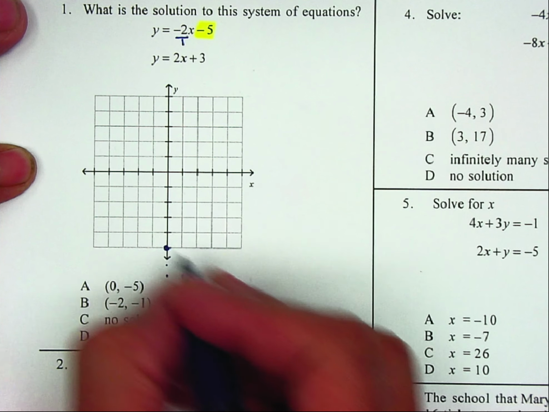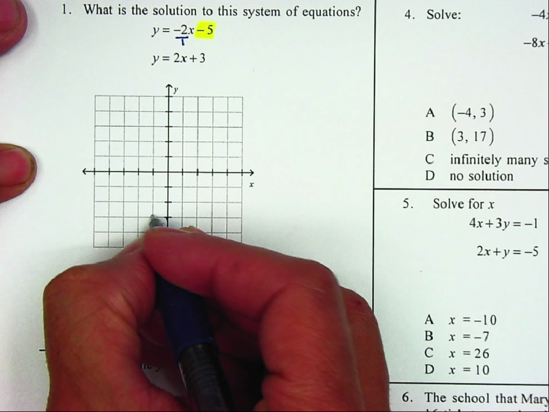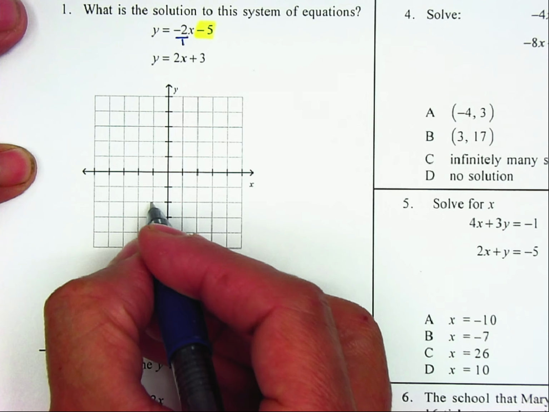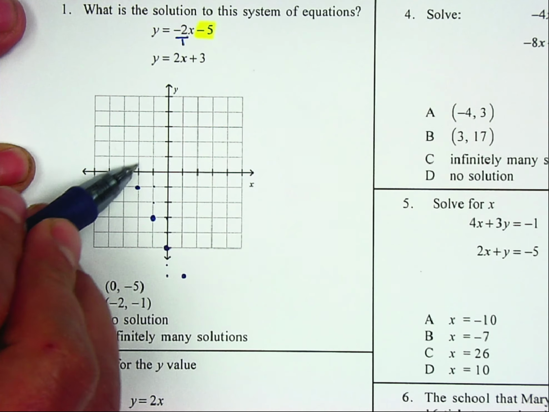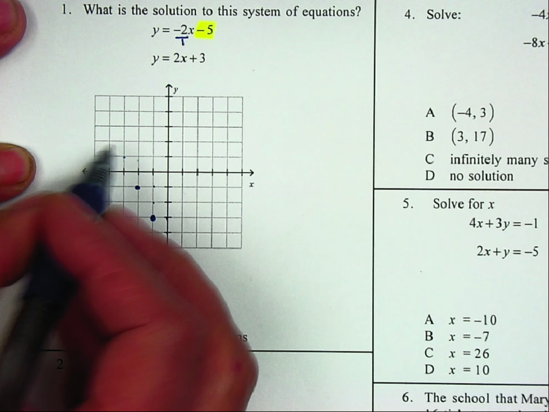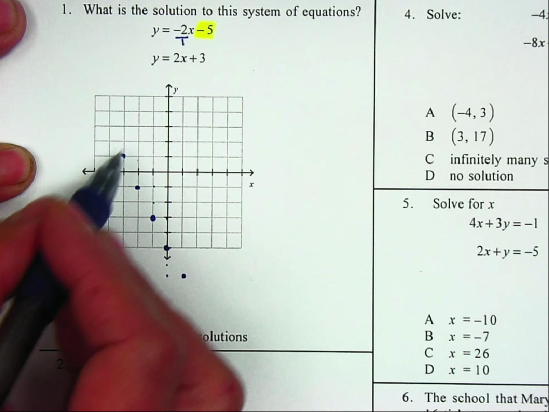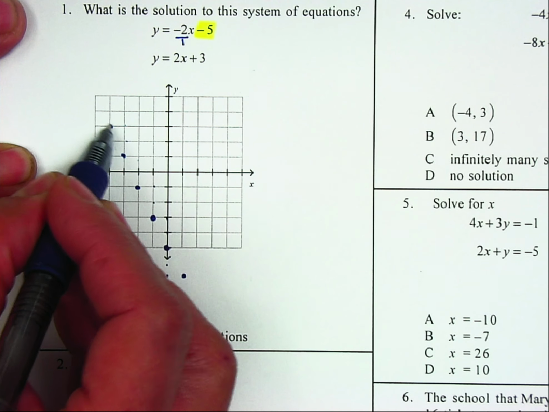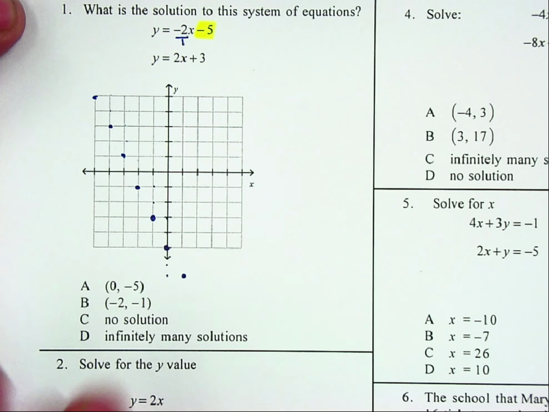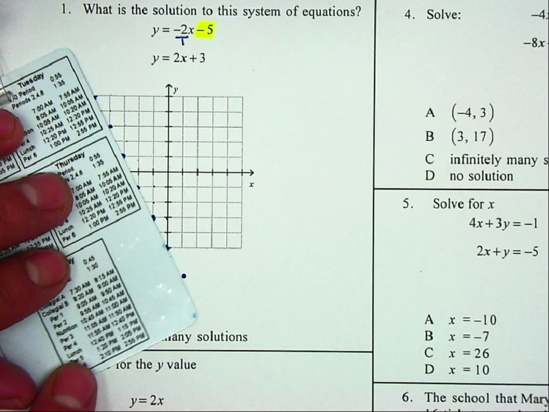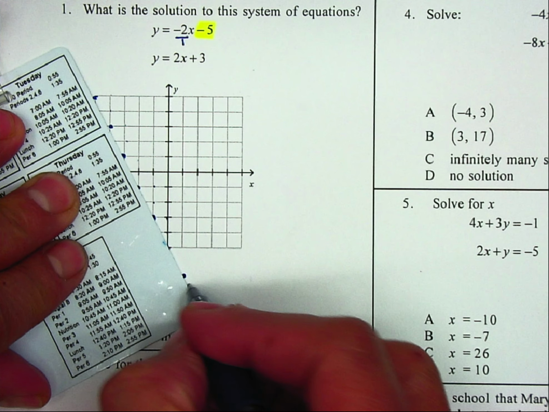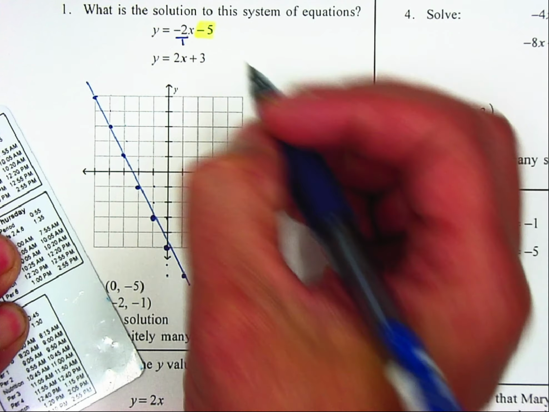Or I can do the opposite. 1, 2, and over 1. Again, 1, 2, and over 1, and I repeat that a few more times. I'm going to go and use my ruler to make a straight line and make my graph all the way through the graph, arrows on both sides.